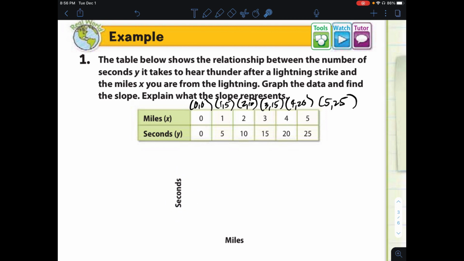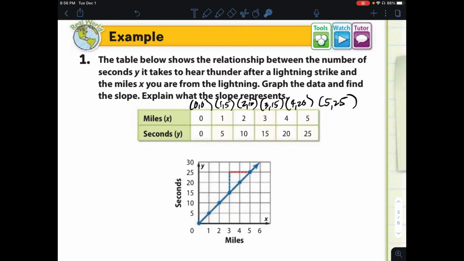Okay, so if we begin to plot it, this is how it's going to look. (0, 0) is right here. (1, 5) is right here. (2, 10) is right there. (3, 15) is right there. (4, 20) is right there. And (5, 25) is right there.